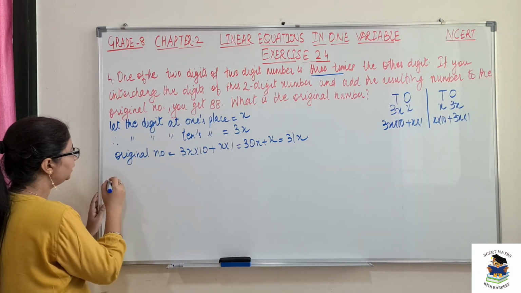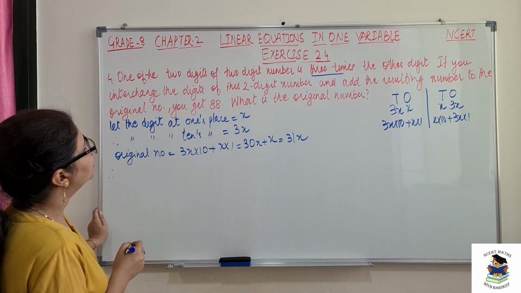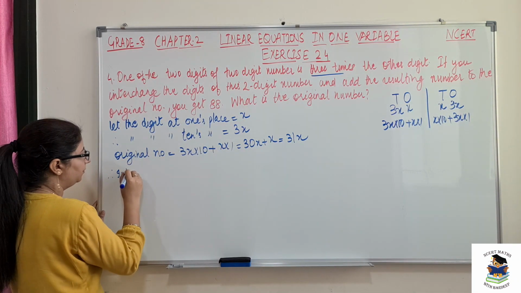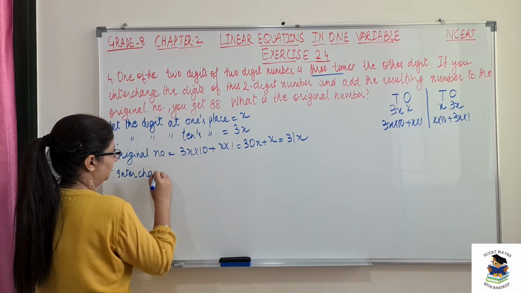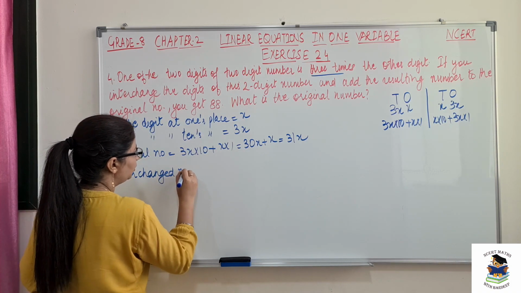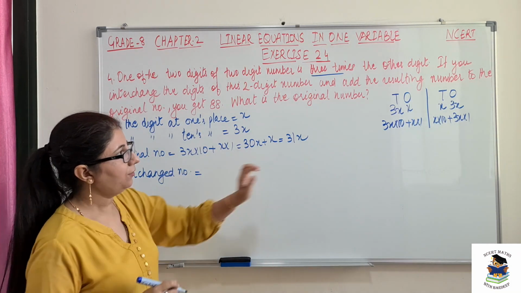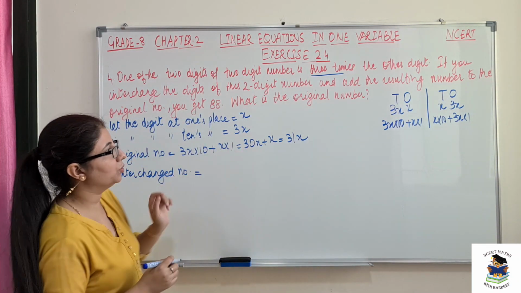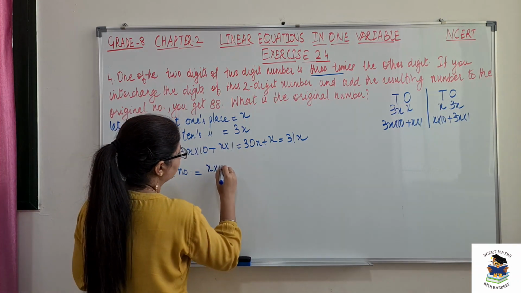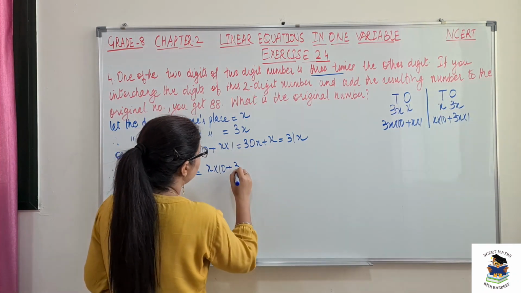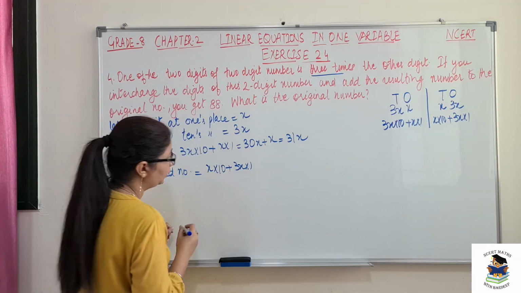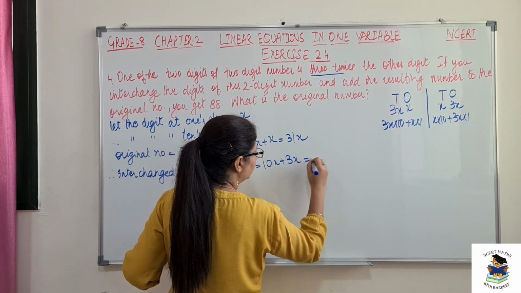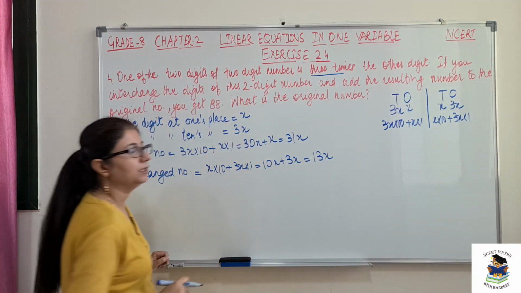Correct? So after interchanging, what is given? It says interchange the digits. Therefore, the interchanged number is equal to, so we have x at 10's place and 3x at 1's place. So this is x into 10 plus 3x into 1. Okay, x into 10 is 10x and 3x. So I will get 13x.